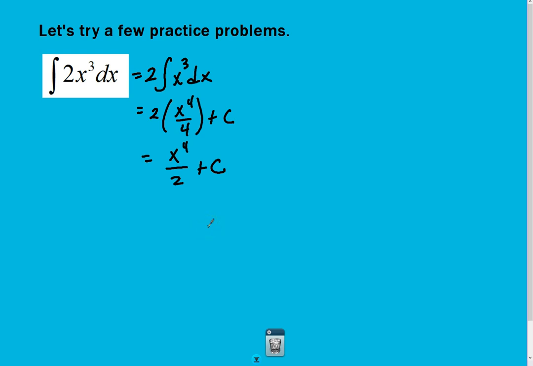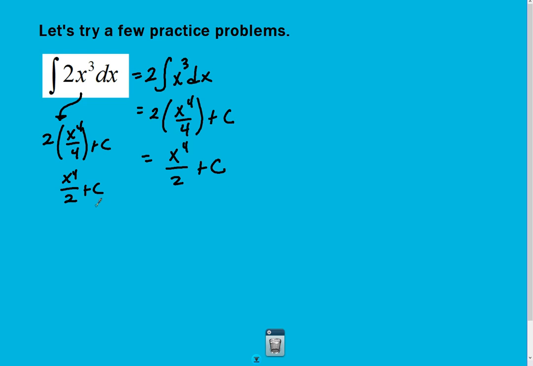You can do it that way. You actually don't have to do it that way. If you would like, you can leave the 2 on the inside and then just go straight into this step right here. The antiderivative of x cubed is x to the 4th over 4 plus c. You have x to the 4th over 2 plus c. Either way is perfectly fine. They give you the exact same thing.